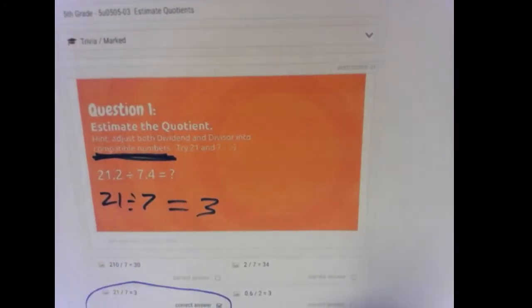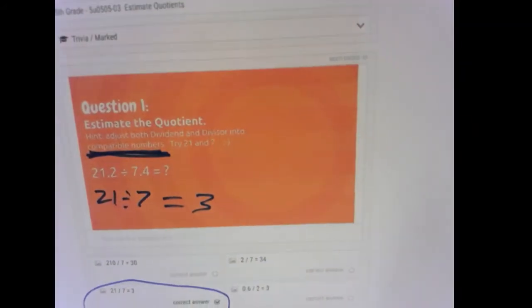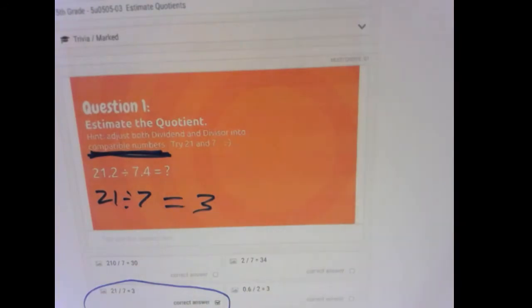Typically, I like to think about it as if we're going to round it. I might turn this into 21, and 7.4 could round to 7. So I'm essentially rounding, and we want to look for compatible numbers. What would be an easy number to work on in our head? What is 21 divided by 7? That'd be 3. So if we had that much money and they cost that much, we'd be able to afford about 3.